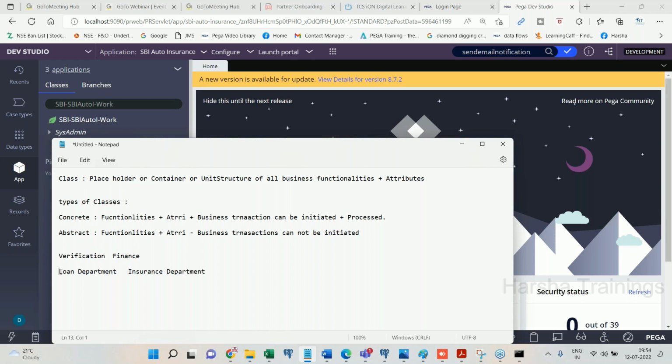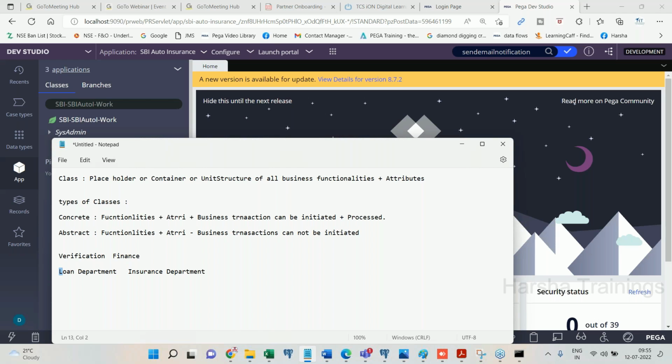At the time while I am creating my loan department, I am creating a loan class. Abstract or concrete? Concrete. Do you have a specific need in your business to label one class as abstract or concrete? What is that specific need? If this class can have the features of initializing the business transaction, then concrete. If this class should never have any features related to initializing business transaction, then that should be abstract. Is everyone clear? So this is a business need.